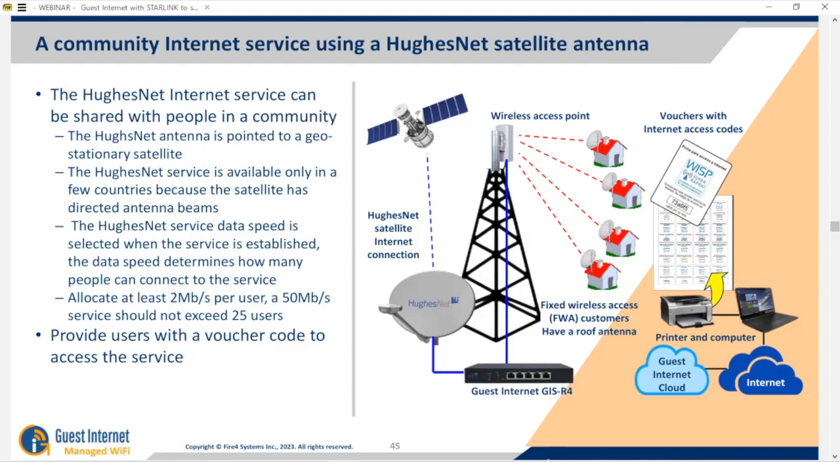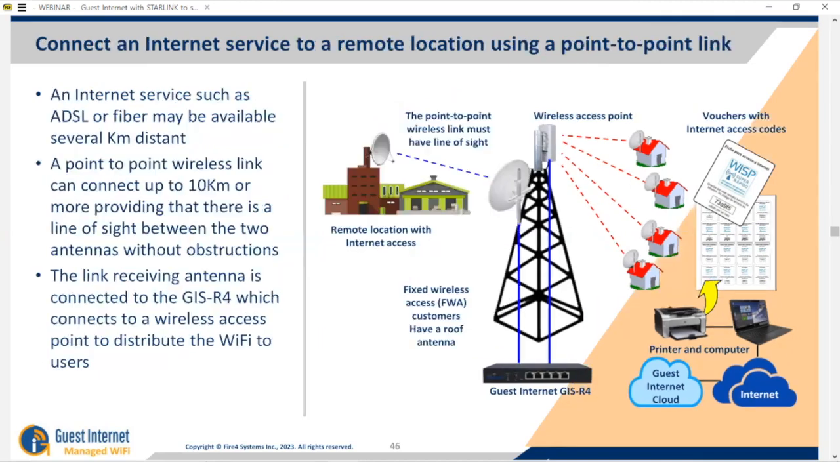The data speeds are slower than Starlink. The latency is higher than Starlink, but the cost is low. And so it's an option for people who are looking for alternatives. HughesNet is a little bit limited because the geostationary satellite has a directional antenna which points at certain parts of the world. And so HughesNet is currently available in 4 countries in Latin America only. The process is the same as the other installations. We print vouchers and give the vouchers to the users.